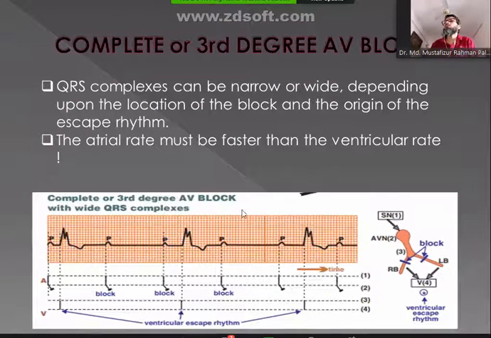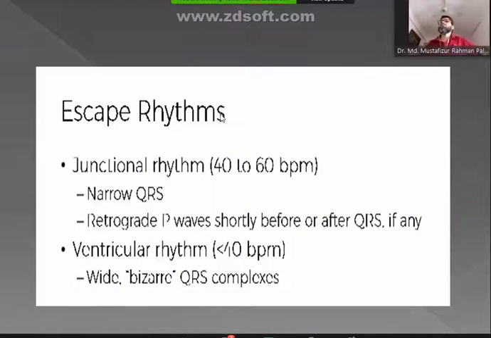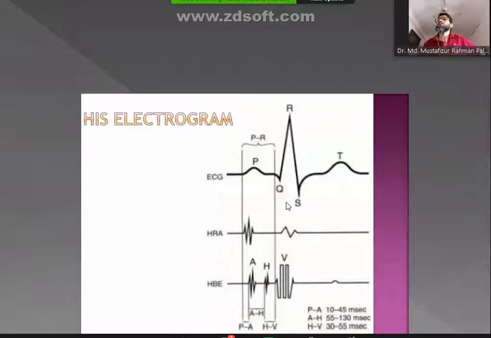The QRS complex can be narrow or wide. If both the fascicles are blocked, the Purkinje escape rhythm will take the action, so the QRS will be wide and the rate will be low. The atrial rate is faster than the ventricular rate. The escape rhythm, as I have already told, is junctional rhythm 40 to 60 and ventricular rate less than 50, by which we will think about where the block has occurred.